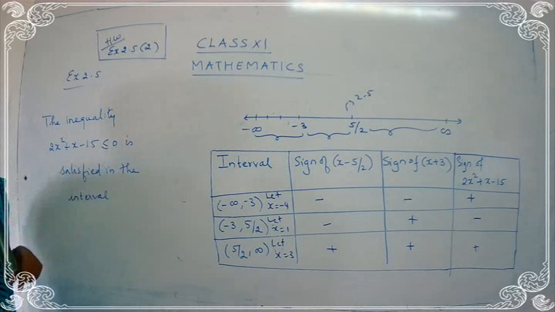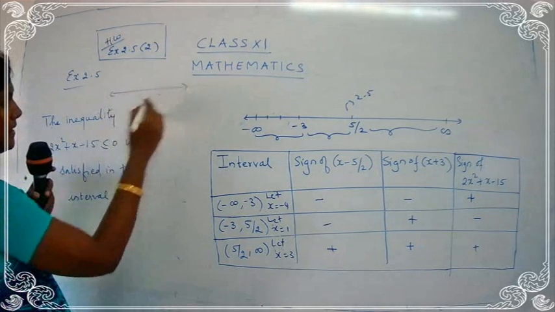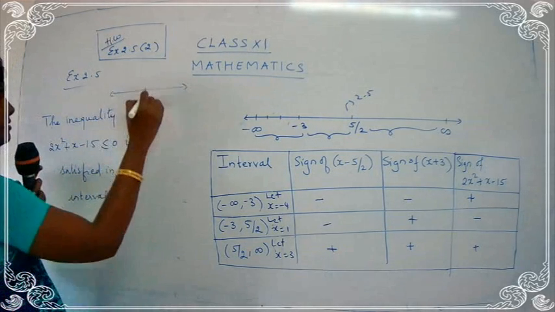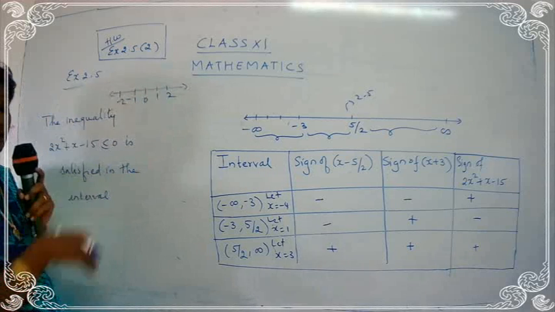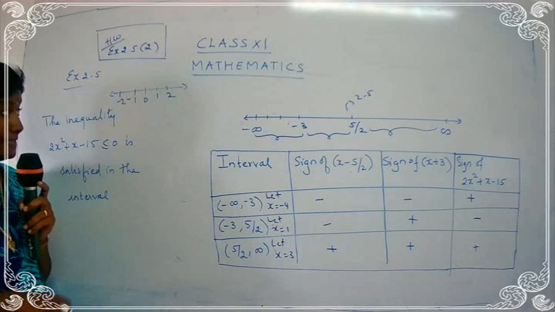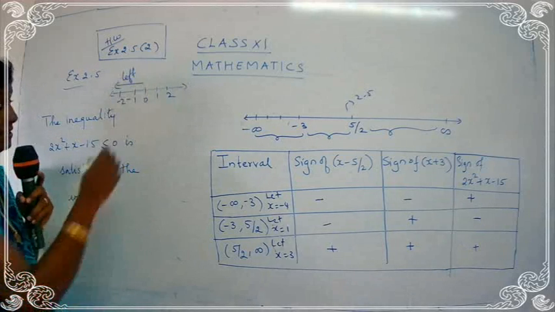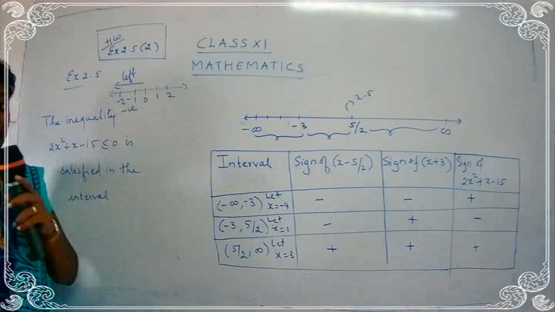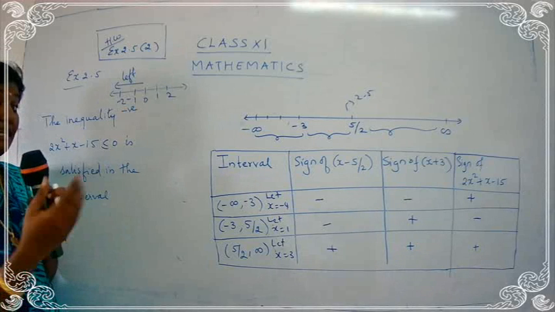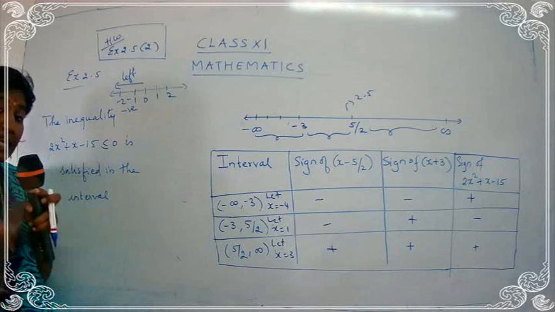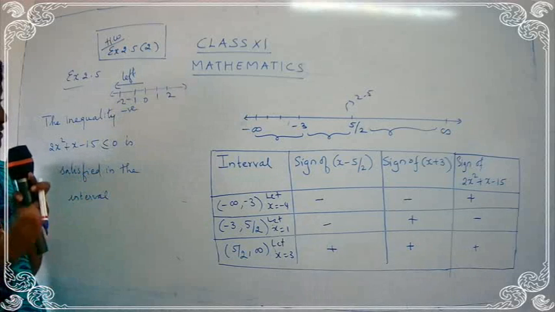Children, what do you mean by less than or equal to 0? When we draw a number line, just imagine this is 0 and these are the positive numbers and these are the negative numbers. Less than 0 means what? Yes. Less than 0 means it is coming on the left side. That means you get a negative answer. Whenever it is less than or equal to 0, you have to focus on the left side of 0. What do we have on the left side of 0? We have a negative number on the left of 0.